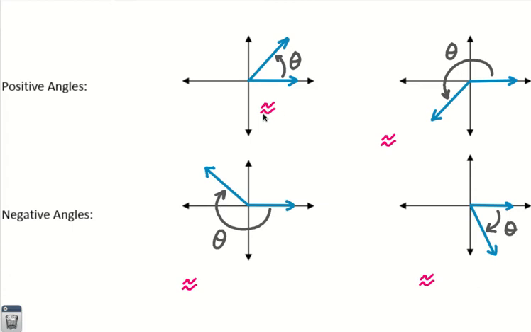And before we move on to the next page, let's estimate, like I said, an approximate measure of all these angles.